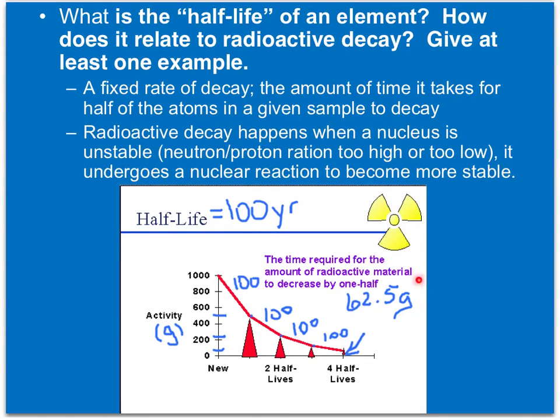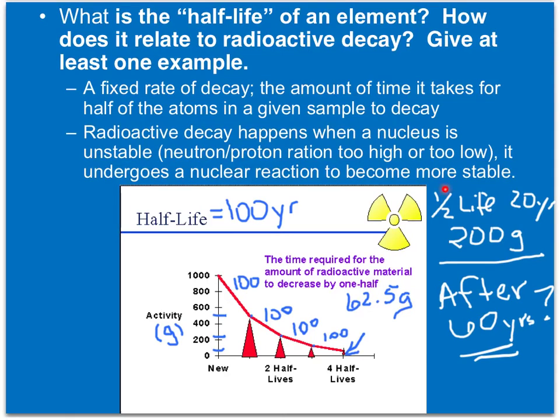Right, 62.5 grams. So you start with 1,000, and after 100 years you have 500 that's still radioactive. You have 500 grams that's radioactive, and after 100 years, how much is left? 250. After another 100 years, you have 125 grams that are radioactive. And after another 100 years, you have half of that, so you have 62.5 grams left. After 400 years, 62.5 grams of the original 1,000 grams. Only this is still radioactive.